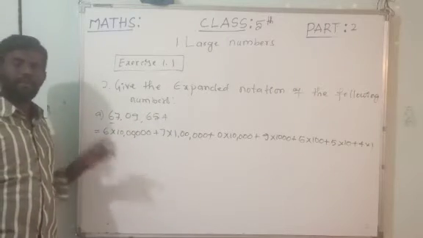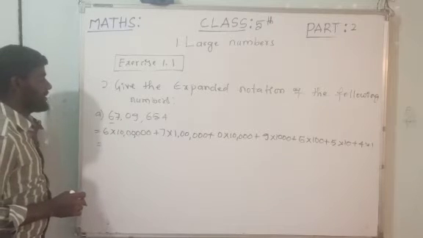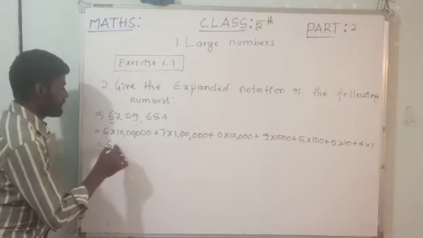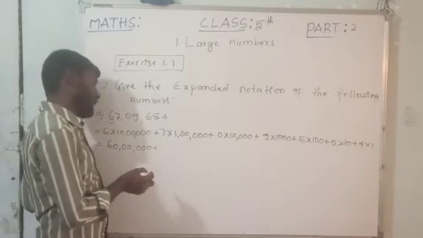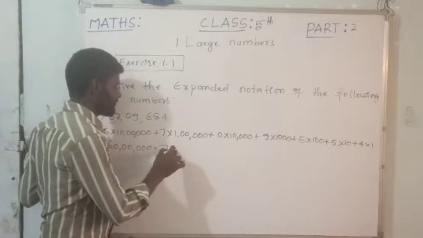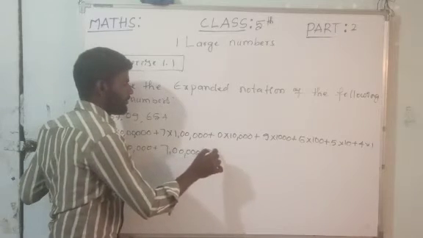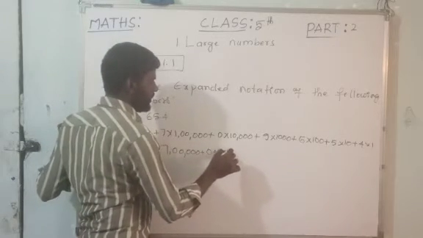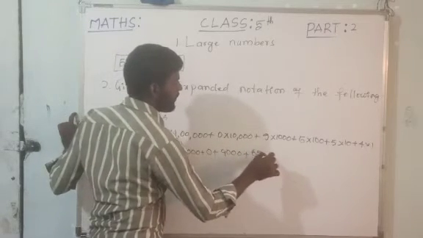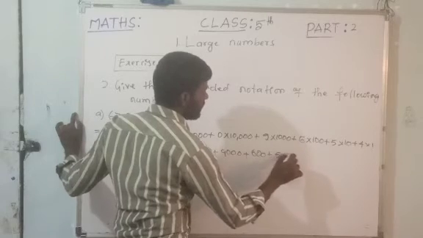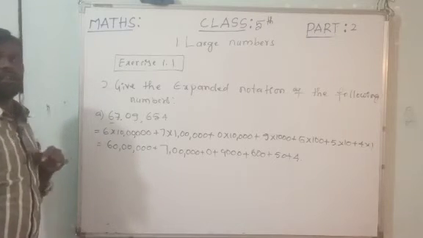Yes, then we can reduce this. 6 into 10 lakh means 60 lakh, plus 7 into 1 lakh, 7 lakh. Here 0 into 10,000 means 0. Then 9 into 1000 means 9,000, plus 6 into 100 means 600. Then 5 into 10 means 50. Then 4 into 1 means 4. This is the expanded notation of the given number.